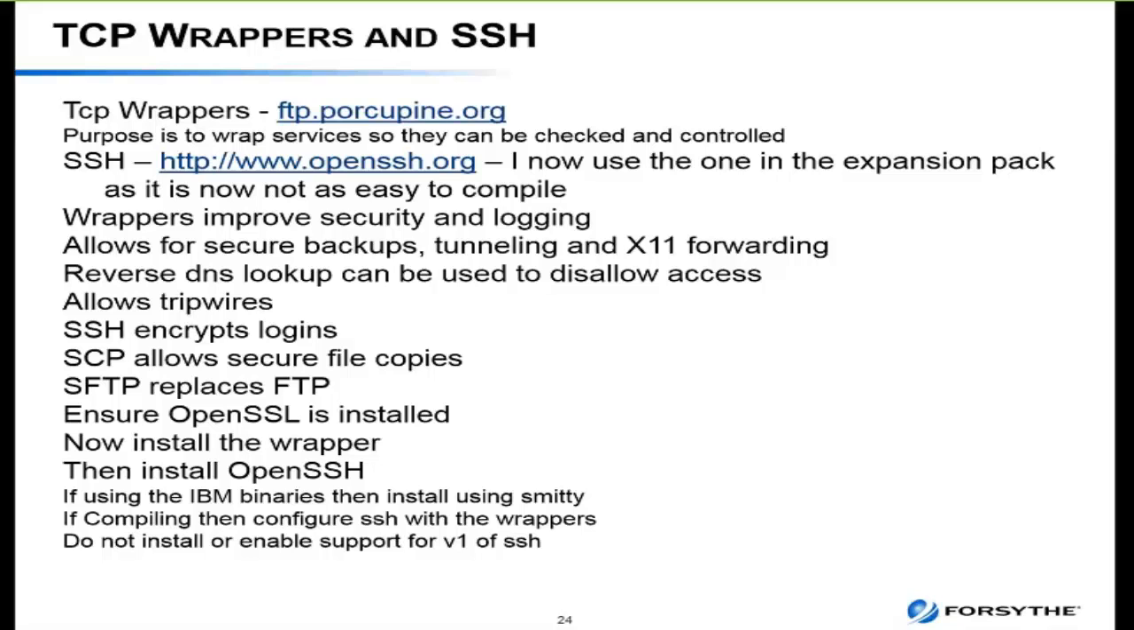OpenSSH does require OpenSSL, and typically if you're installing everything where you're compiling it, you install SSL, then the wrapper, then SSH. But if you're using the IBM binaries, then you just install the wrapper last. And then you want to make sure in your SSHD_config that you do not enable support for version 1 of SSH. You should only allow for version 2. That is because version 1 has major security holes in it.